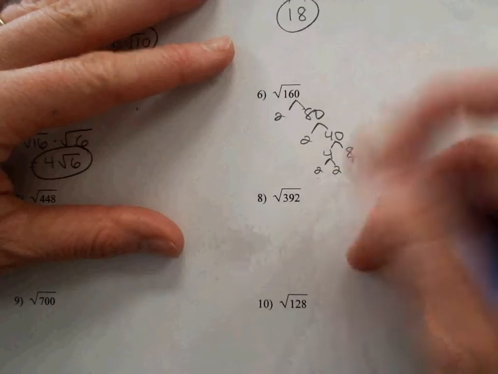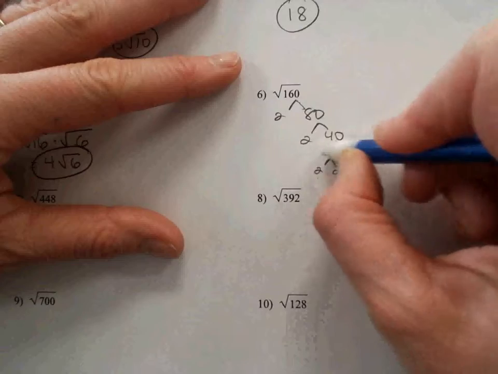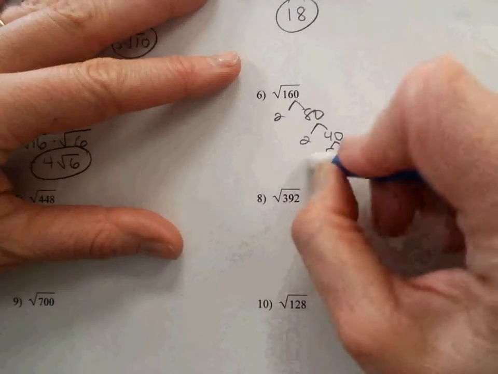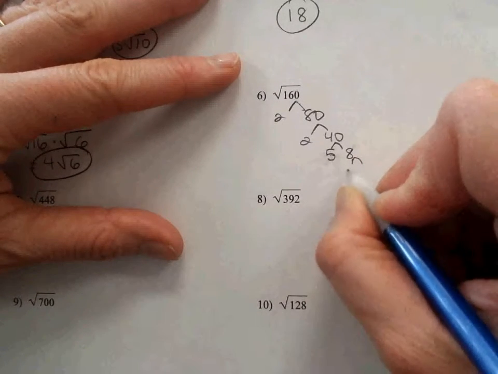8. 4 times 8 is, I'm sorry. Thank you. 5 is a perfect square. Boom. Thanks, Amanda.